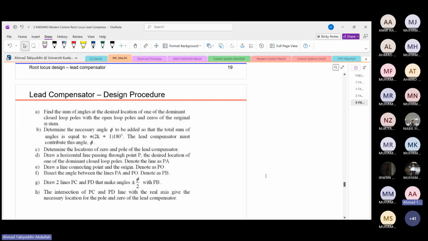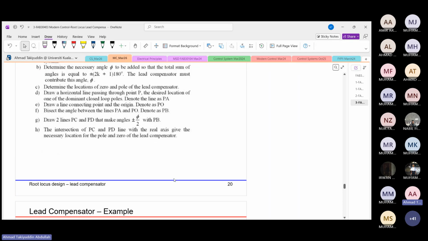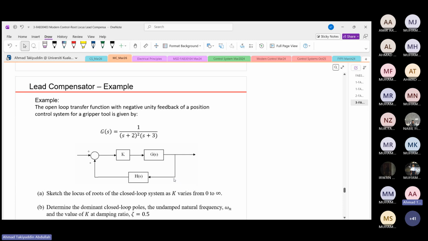Okay, this will be the design procedure that I'm going to show you. First things first, once you have the system, you need to find the sum of angles at the desired location of one of the dominant closed loop poles with the open loop poles and zeros of the original system. So that will be your first step. I'm going to go through the procedures for the lead compensator design along with the example that we are going to refer to.